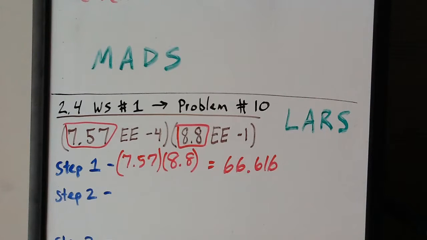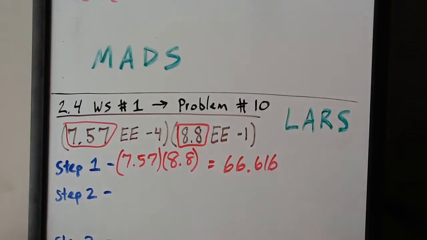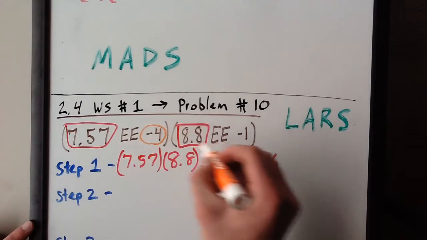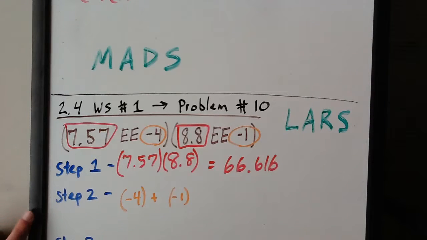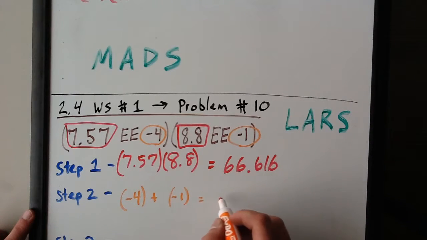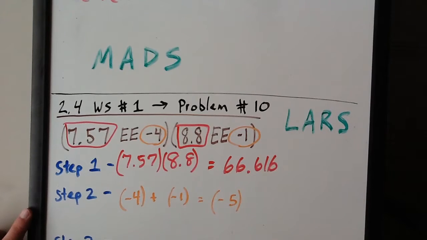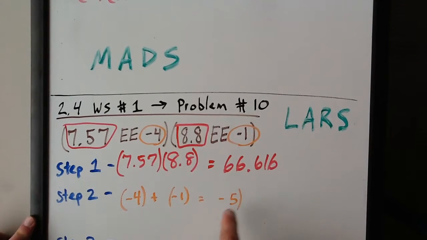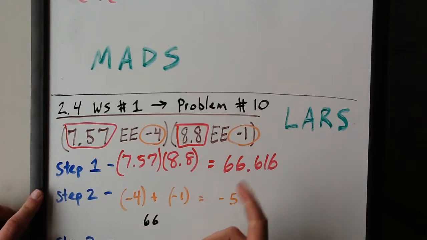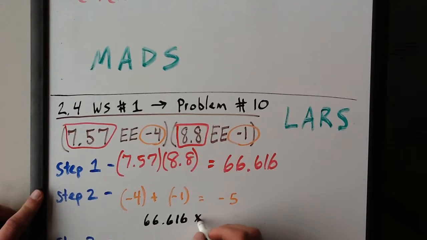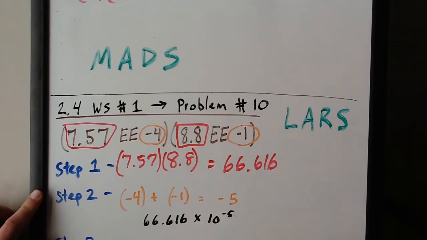Now step 2, let's add the exponents to get the power of 10. So I'm going to add the exponents, negative 4 and negative 1. So I'm adding negative 4 plus negative 1. I'm adding negative numbers, so the sign stays the same. I get negative 5. Okay, so that's my exponent. Negative 5 is my exponent. So what I have here is 66.616 times 10 to the negative 5.